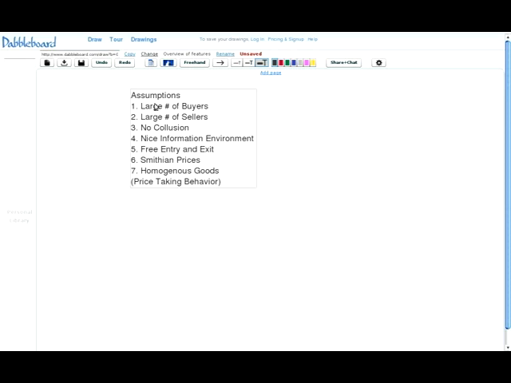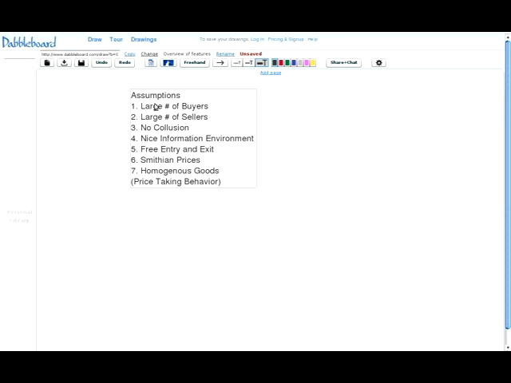Now, besides having these large numbers, we have the added restriction that there are not allowed to be any collusion, which means that those large numbers can't get together and act like they're one buyer or one seller, or that they are few. And so we make it so that there's a lot of barriers for some reason of getting together to go ahead and decide on price.